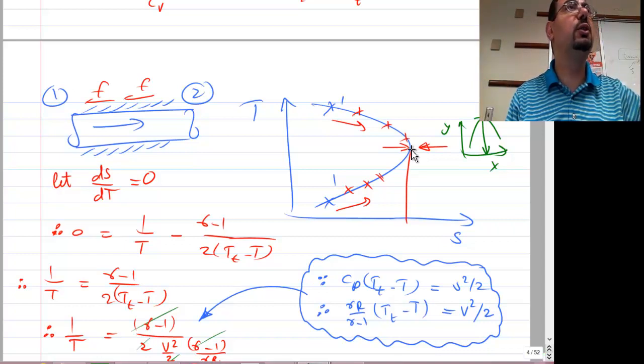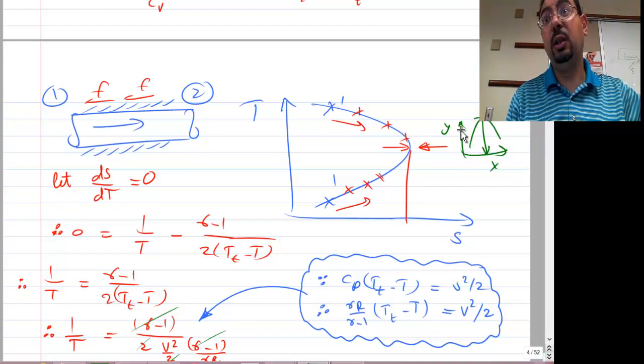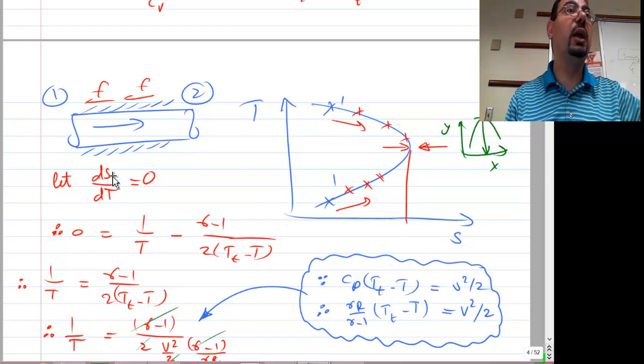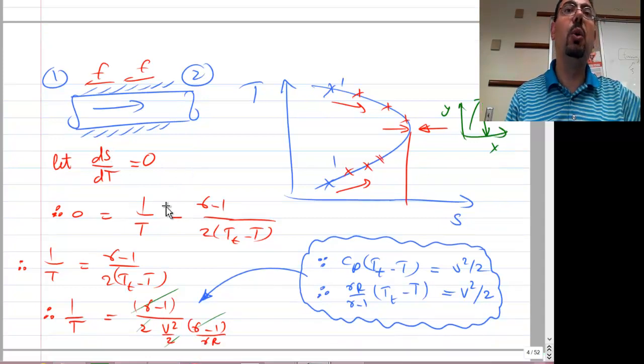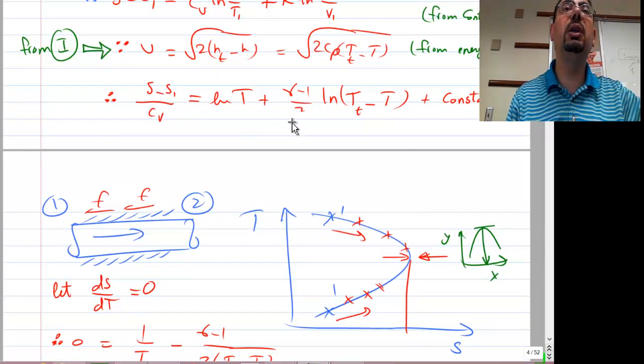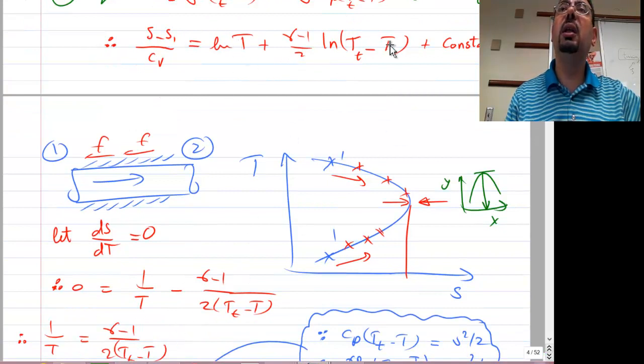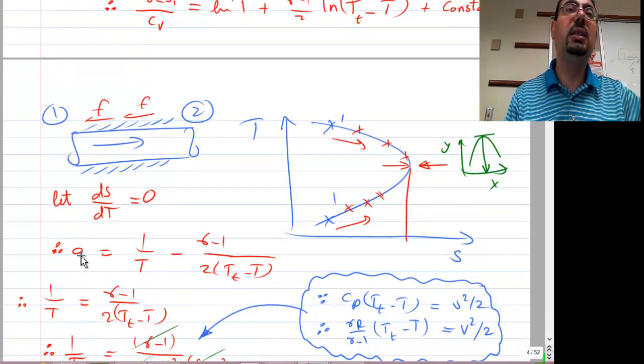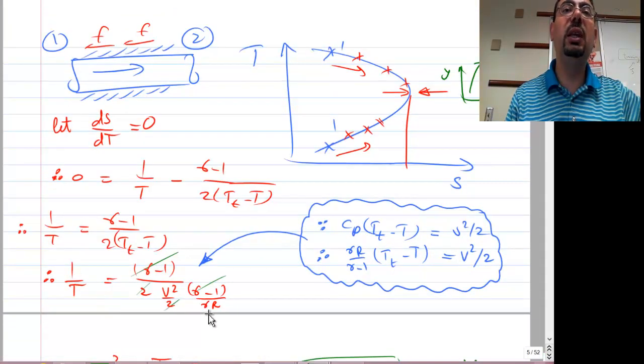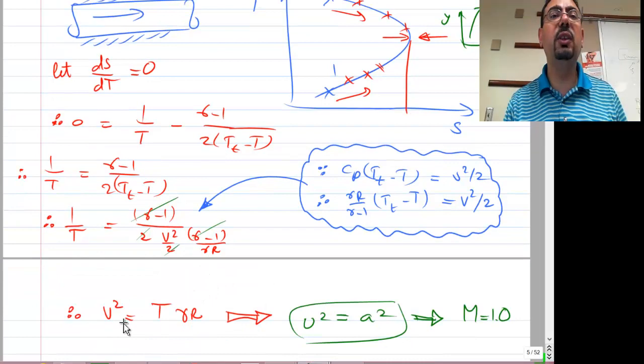What is that point? We want to find this point. If you have a curve like this and you want to get this point, mathematically you would say that point means dy/dx equals 0. Here it would mean ds/dT equals 0. So I just have to differentiate s with respect to T. The derivative of ln T is 1 over T, set this equal to 0, and you get 1 over T equal to those terms. That's V squared equal to T gamma R. V squared is a squared, that means M equals 1.